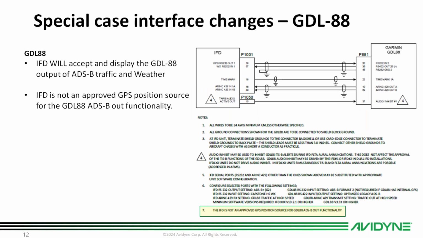We also have the GDL88. The IFD will accept the traffic and weather output from the GDL88. But one thing to be aware of: if you have a GDL88 and you are using it for your ADS-B out functionality, the IFD is not an approved GPS position source for that functionality. It'll do the in, but it won't do the ADS-B out.